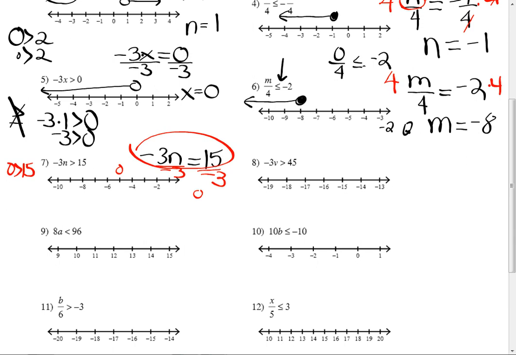It's not a -15, it's a +15. Is 0 bigger than 15? No, it's not. So which way are we going to go? Left. See, this is easy if you do it my way. When you divide by negative, you have to reverse that inequality. That's hard to remember for some reason.